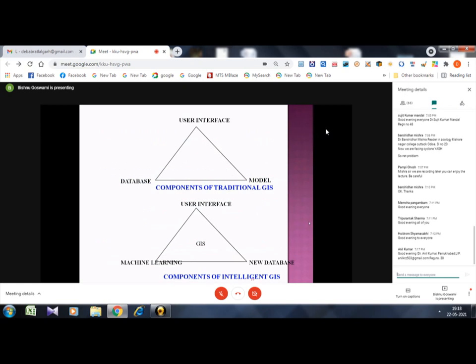As we saw in the first topographical map, there is a database and there is a model. We are using this model and the user interface, and this is used by the user to interact with the software. But when we have intelligent GIS, we can have machine learning as a part of it, and through machine learning we can have a new database which is more structured and more informative, and we have the similar user interface to interact with this. This can be a part of intelligent GIS and is already being done in various softwares and cloud-based tools.